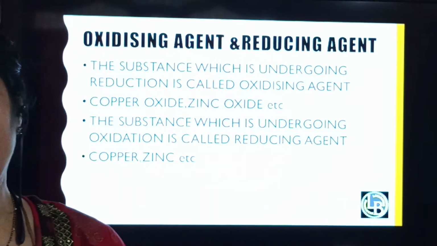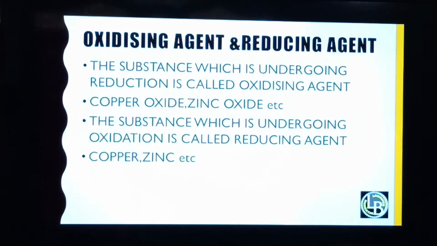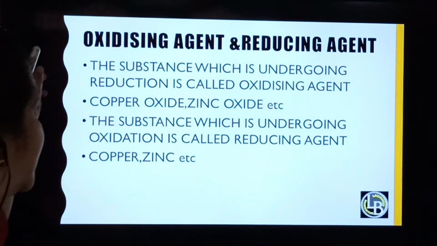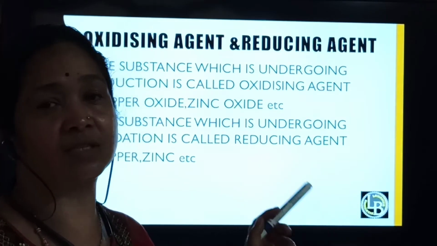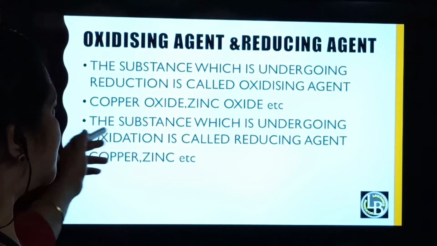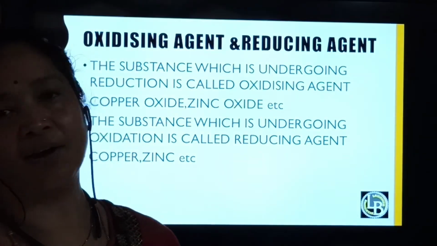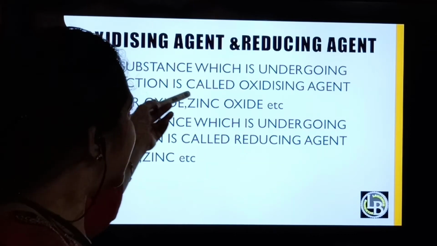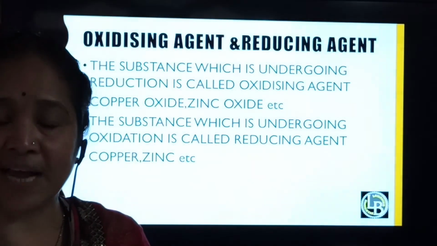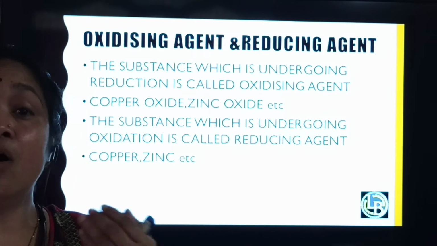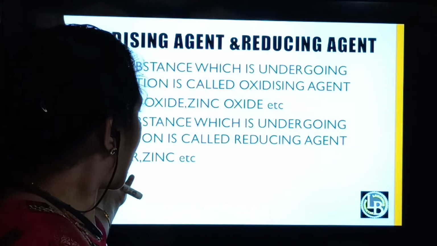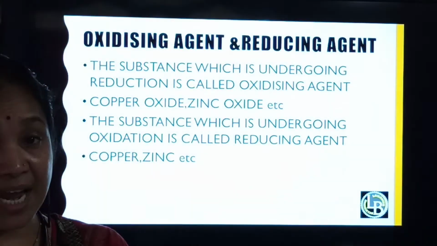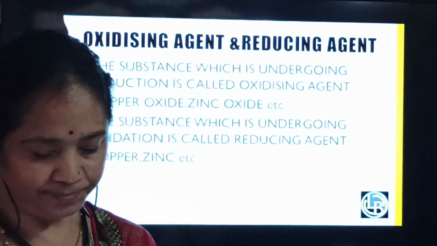Right. Once again here I have given clear definitions for oxidizing agents and reducing agents. The substance which is undergoing reduction is called an oxidizing agent, and the substance which is undergoing oxidation is called a reducing agent. Here I gave some examples also, like copper oxide and zinc oxide are considered oxidizing agents because they are supplying oxygen. And the elements like copper and zinc are considered reducing agents because they are accepting oxygen.